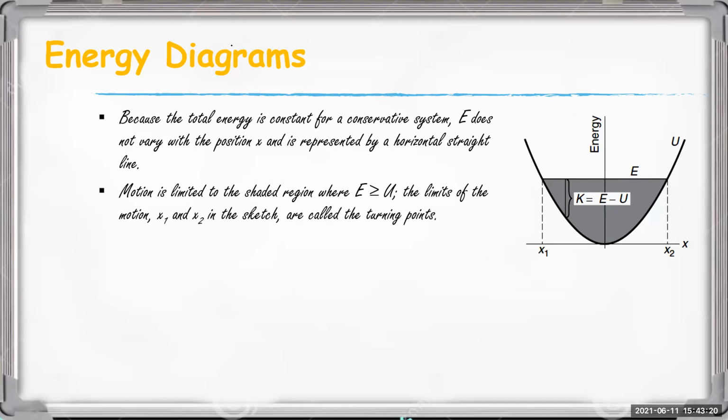And the motion is limited to the shaded region, as we discussed in the previous slide. The limit of the motion, x1 to x2, are called boundary points or turning points.